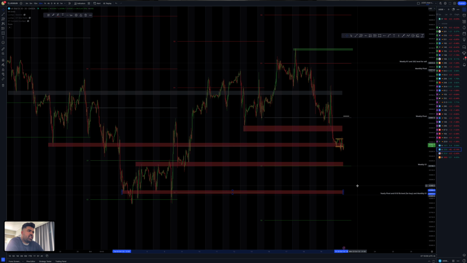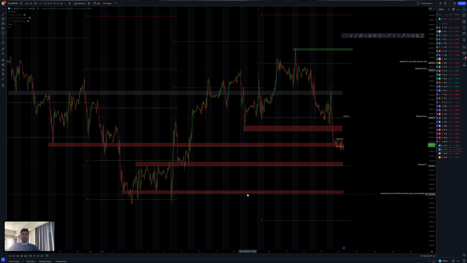Okay, so we got that zone, and you can see that's lining up with the previous week's S1. So a little bit of extra, but it's not the most relevant because it's not the current week's support level. Right, so I think we've got enough sell zones.